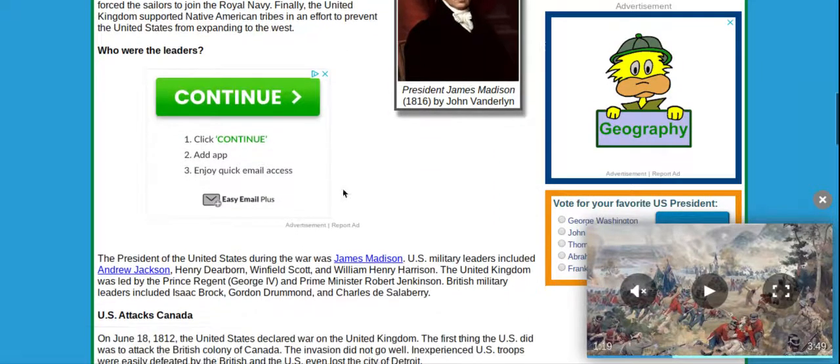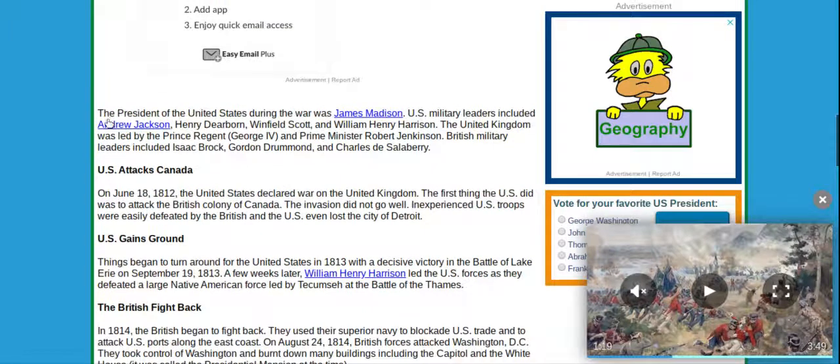Okay, and it says, who were the leaders? The President of the United States during the war was James Madison. U.S. military leaders included Andrew Jackson, Henry Dearborn, Winfield Scott, and William Henry Harrison. The United Kingdom was led by Prince Regent George IV and Prime Minister Robert Jenkinson. British military leaders included Isaac Brock, Gordon Drummond, and Charles de Salisbury.